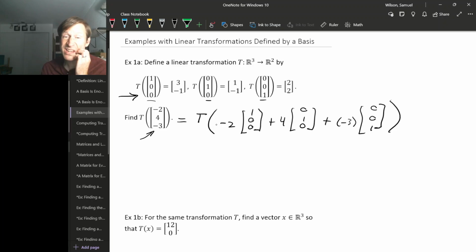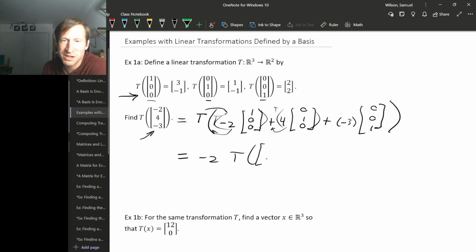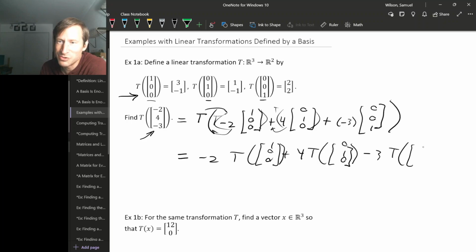Okay, and the idea here is now we can use the characteristic property of linear transformations to move the linear transformation into the vectors, basically. So first, quote unquote, distribute the linear transformation on each piece. But then we can move constant scalar multiples outside of the linear transformation, and the result of that is -2 times the linear transformation applied to (1, 0, 0), plus 4 times T applied to (0, 1, 0), minus 3 times T applied to (0, 0, 1).